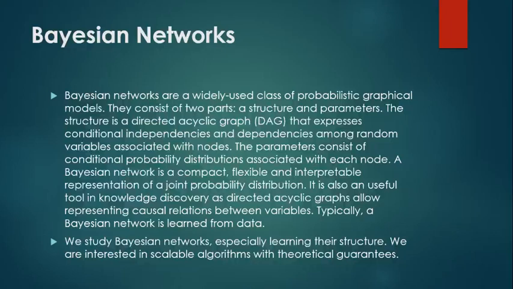Then we have the Bayesian networks. These are just probabilistic graphical models. They consist of two parts, the structure and parameters. The structure is a directed acyclic graph that expresses graphical independencies and dependencies among random variables represented with nodes. We shall go deep into this when we're building the models.